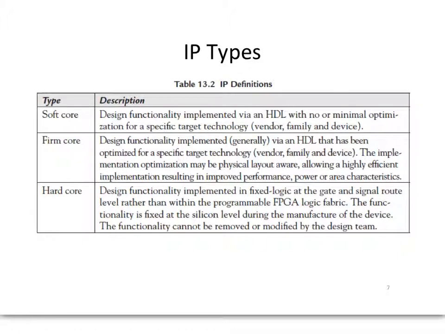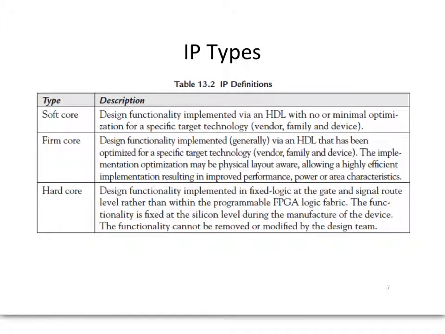Soft-core IPs are implemented purely in HDL, that would be VHDL or Verilog, with either no or minimum optimization for a specific target technology. Target technology could be, if it is a Xilinx device, a Spartan or Virtex or whatever device, or if it's one of the other FPGA vendors. If we have that in mind, we can optimize specifically for whatever resources may be in the selected target technology, but typically soft core is not optimized for any of these. It is just pure VHDL, so it's very portable.